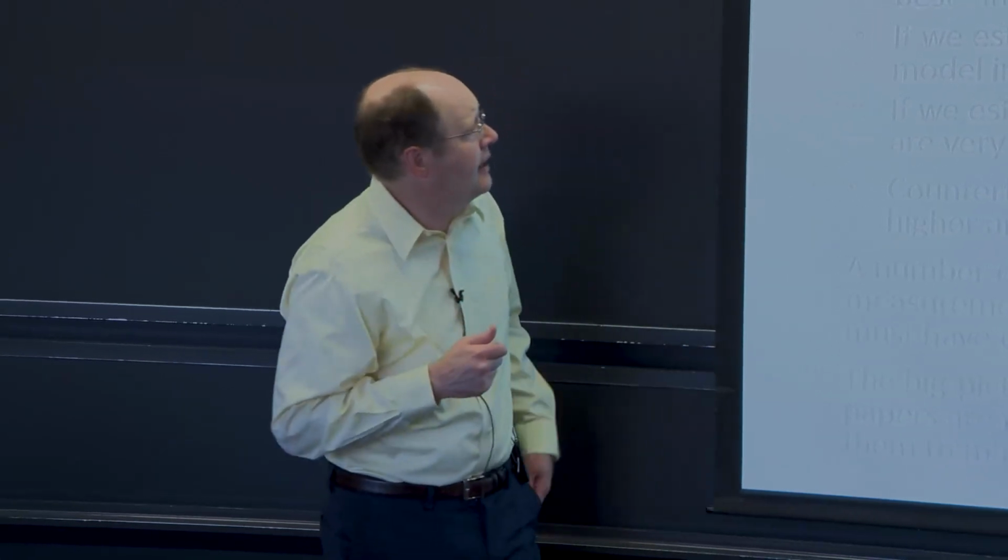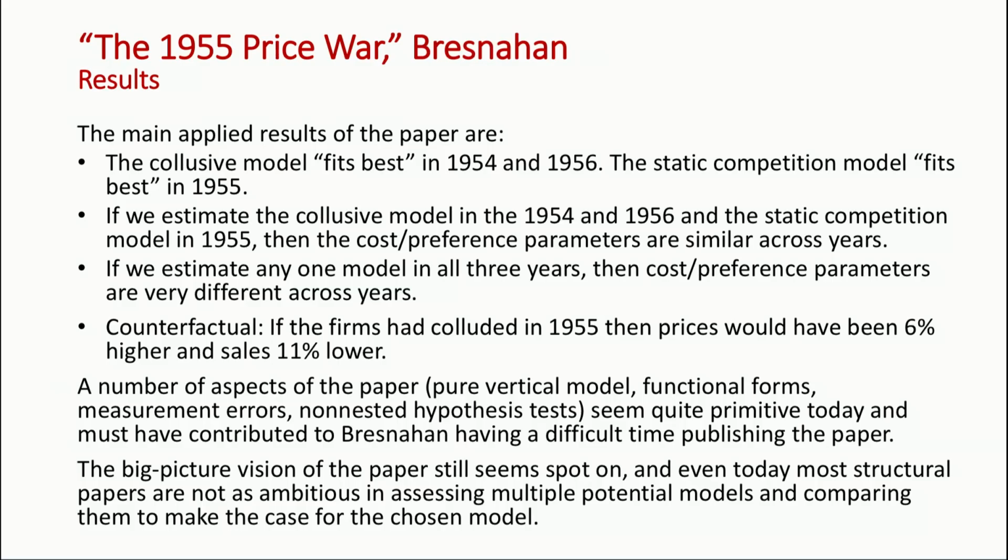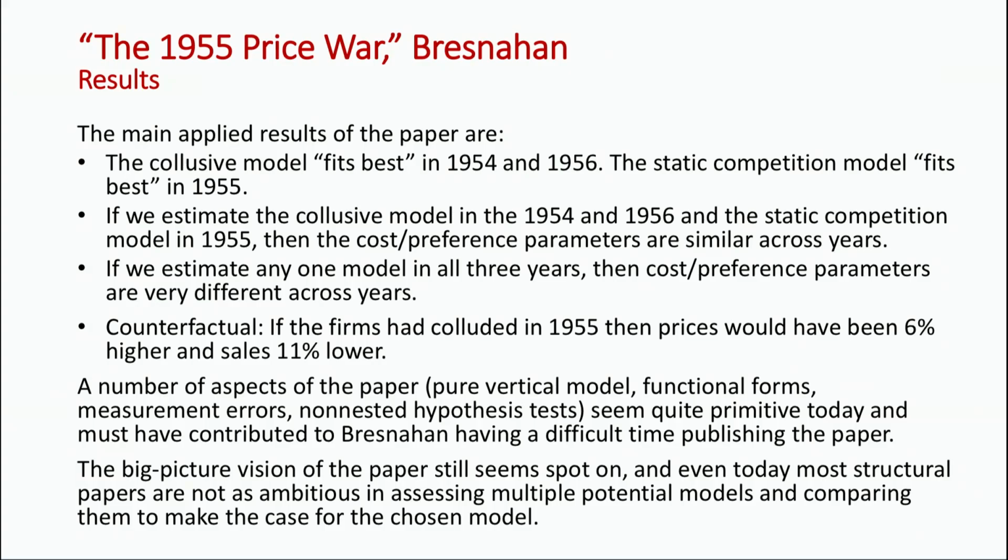Okay, so what are the main applied results of the paper? And I always think of it like, maybe someday someone will rewrite this paper. Obviously this is primitive data, minimal data from the 1950s. Maybe someone will rewrite this paper and say, from a more modern perspective, what do we think actually happened? But what does his analysis say?